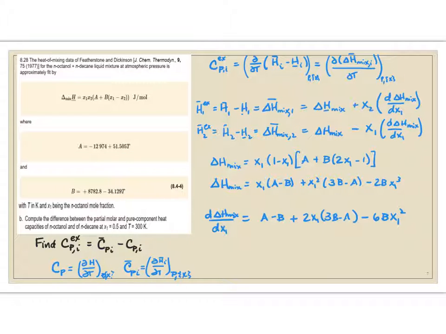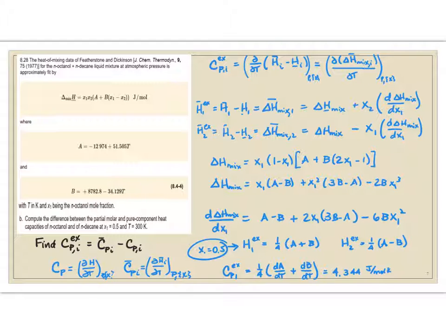You should end up with H1 excess and H2 excess defined as functions of A and B when x1 equals 0.5. Then I end up with these expressions. And then I'm just going to take the derivative of that with respect to temperature. Now these are both simple functions of temperature, so when you take that derivative, the 1/4 is a constant as far as temperature is concerned, so 1/4 of the derivative of A with respect to temperature plus dB with respect to temperature. And when you plug numbers in, try this, make sure, but 4.344 joules per mole Kelvin is what I got, and for species 2, it is 21.4 joules per mole Kelvin.